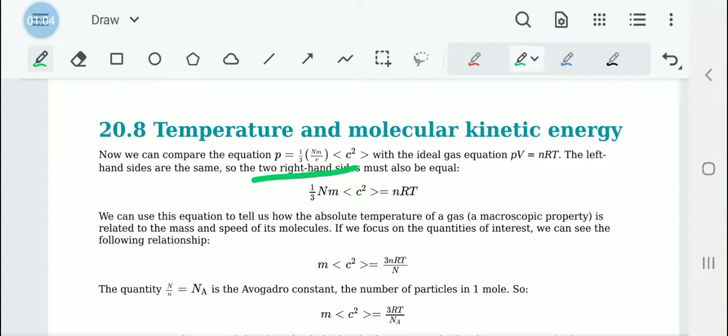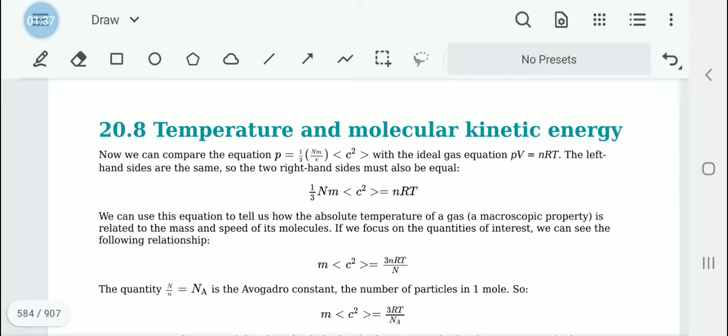from the first equation here we move V to the other side, and then we get PV equals 1 upon 3 Nm average C squared. Then here already we have PV equals nRT. Then because both sides are PV, we can take 1 upon 3 Nm average C squared is equal to nRT. Right? So from this equation, we can get more further details about different combinations of values.